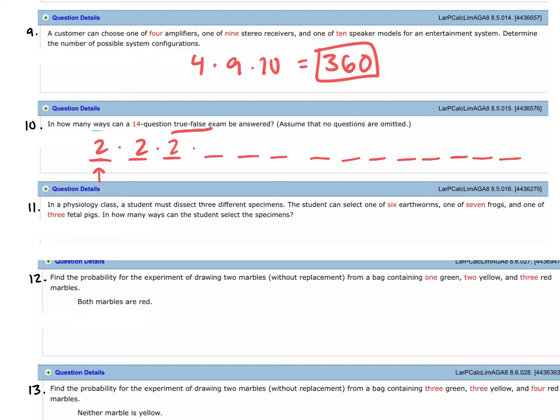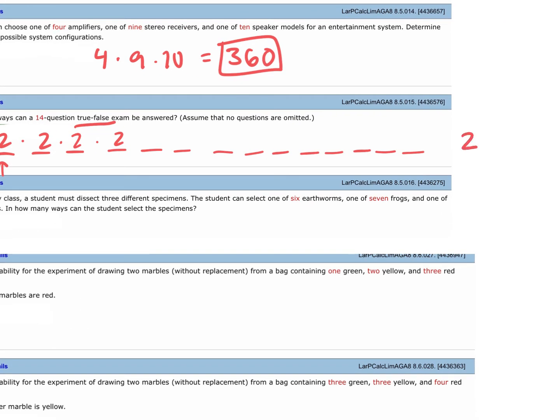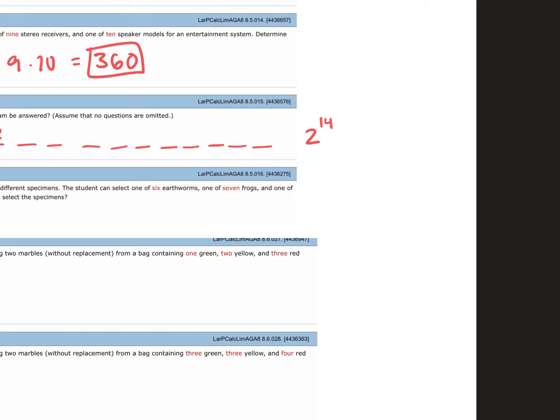And there's 2 for every single one. So this would actually be 2 times 2 times 2, 14 times. So 2 to the 14th power. Instead of sitting there and putting 2 in the calculator 14 times, you could just do 2 to the 14th power. So when we put this in the calculator, we get 16,384.